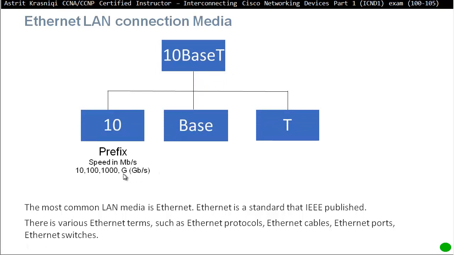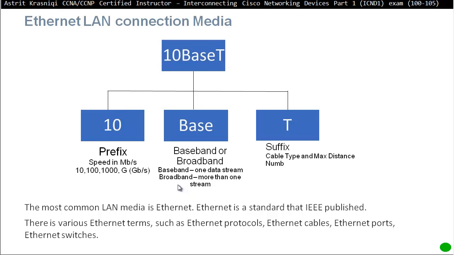The prefix is the speed in megabits per second. We could have 10 megabits per second, 100 fast Ethernet, 1000, which is gigabit Ethernet, or we could even have 10,000, which is 10 gig Ethernet. Baseband or broadband: baseband says one data stream, only Ethernet, while with broadband you could have more than one stream. T is the suffix.